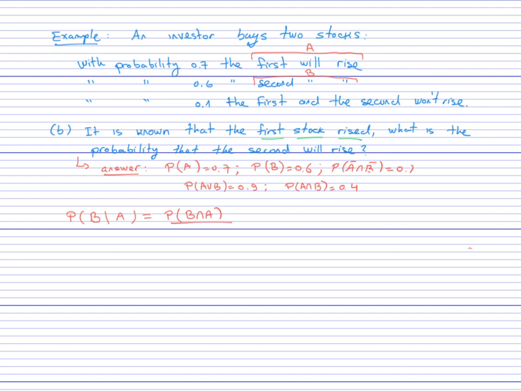So that's the probability of the intersection over the probability of the information. We already have here the probability of the intersection. Please remember that the probability of A and B is exactly the same as the probability of B and A. So that's 0.4 over the probability of A, 0.7. So it's 4 over 7.